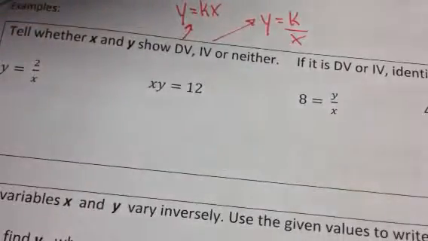So real quick, I'm going to write them up here so I don't have to look back and forth. Here's direct variation's equation. Here's inverse variation's. I'm not saying it anymore. I'm going with DV and IV now.